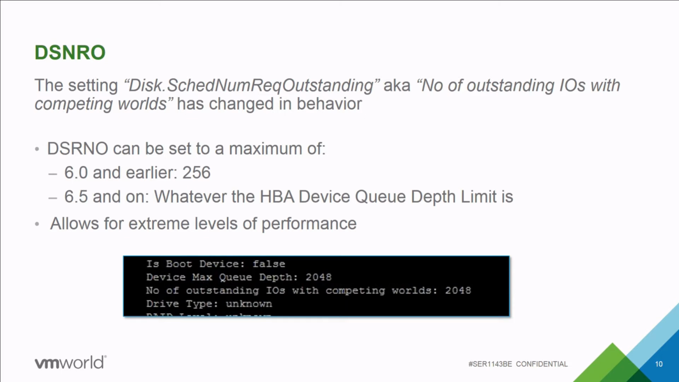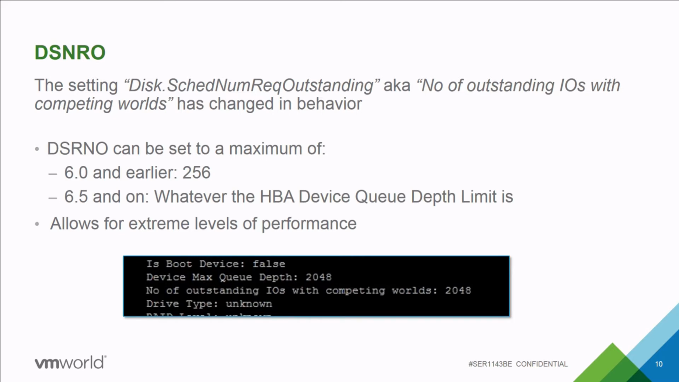Traditionally, this was limited to 256, meaning you could have 256 outstanding IOs against a device from a single host, and after that, it's going to start waiting inside of the kernel. This was also limited with the HBA queue depth limit. So the actual queue depth limit for a device was the minimum of DSNRO, which is now really called the number of outstanding IOs per world, and the HBA queue depth limit. So if your HBA queue depth limit was 32, your actual queue depth limit, regardless of how DSNRO was set, is going to be 32. So in 6.5, VMware changed this.